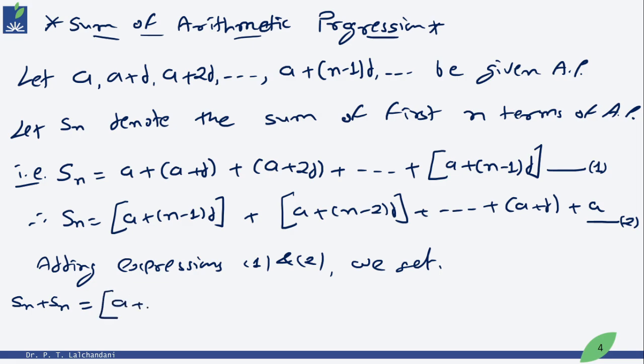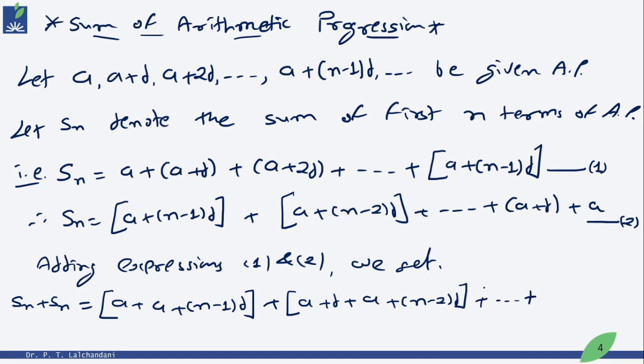So first I am having a plus n minus 1d. Adding second term with second, we are getting a plus d plus a plus n minus 2d. Continuing this way, what about the last one? In last, we are getting a plus n minus 1d plus a. Okay. So now let us simplify this.